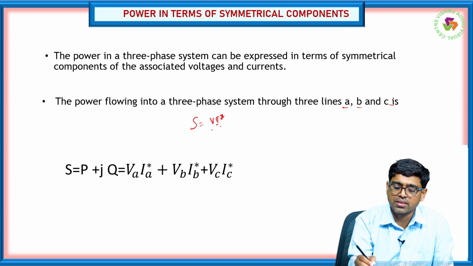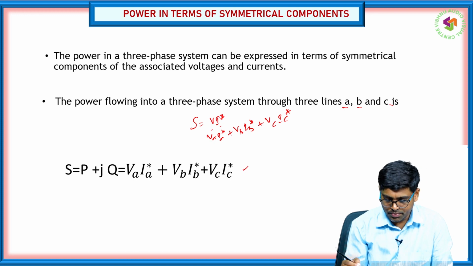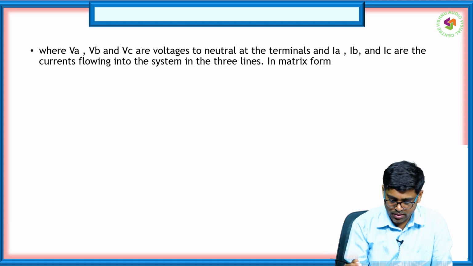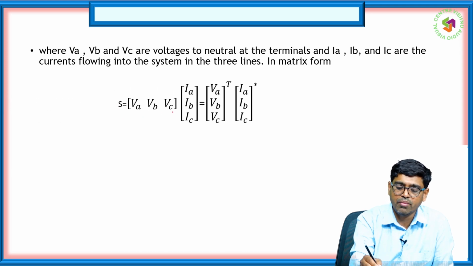With respect to A phase, it is VA into IA conjugate, and with respect to B phase, VB into IB conjugate. C phase, it is VC into IC conjugate. So like that, we can calculate the power. Here VA, VB, VC are the voltages to the neutral terminal, IA, IB, IC are the currents flowing into the system in the 3 lines, and in matrix form S equal to VA, VB, VC and IA, IB, IC.